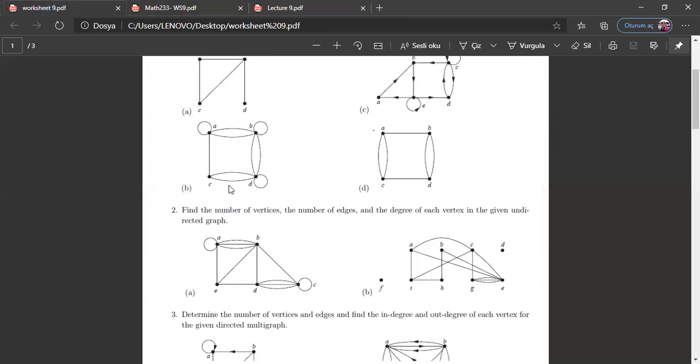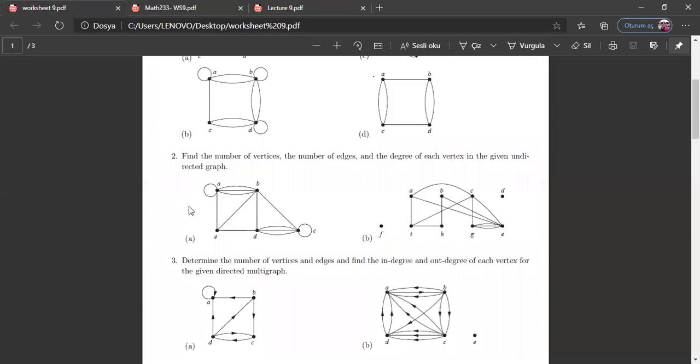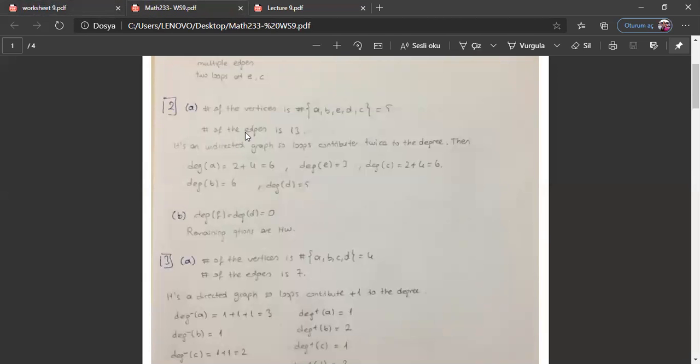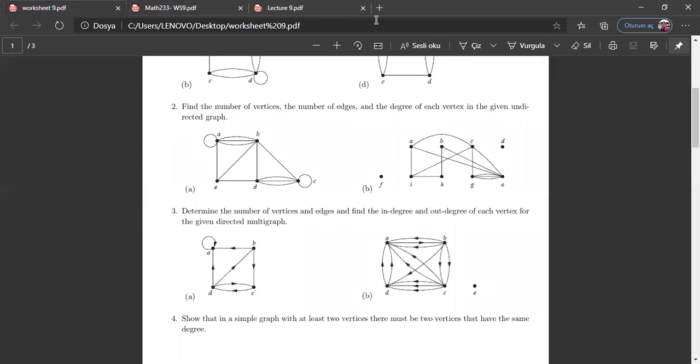For the second question, we will find the number of vertices and edges, and the degree of each vertex. So let's start with the first one here. We have the vertices A, B, C, D, and E. So we have five vertices. What about the edges?